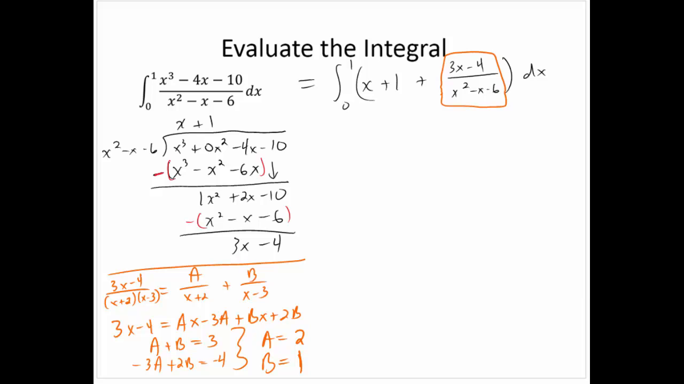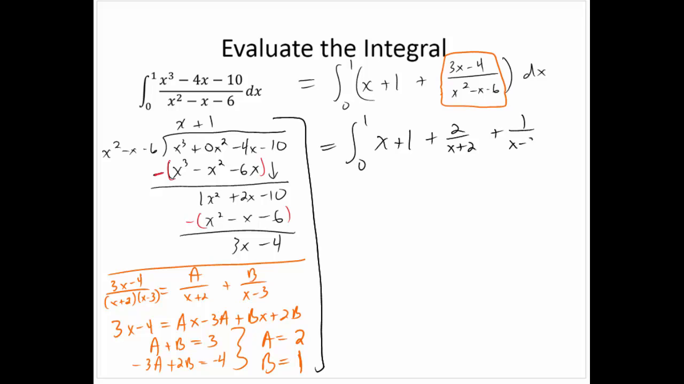So then our integral becomes the integral from 0 to 1 of x plus 1 plus 2 over x plus 2 plus 1 over x minus 3 dx. All right, so now these are all fairly simple integrals. And so this becomes 1/2 x squared plus x plus 2 natural log absolute x plus 2 plus natural log absolute x minus 3, and that's evaluated from 0 to 1.